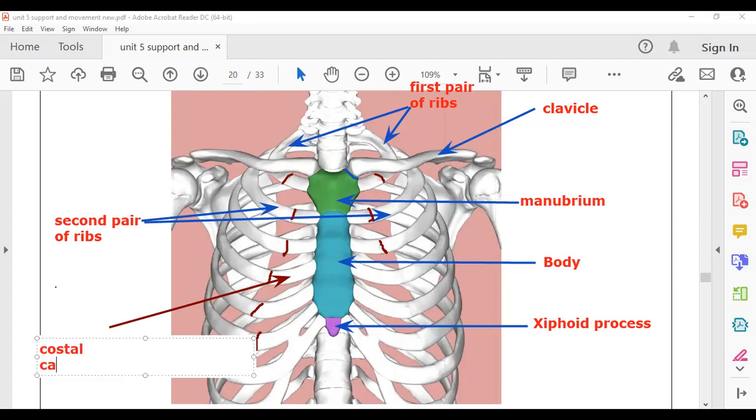What kind of cartilage? Costal cartilage. You have heard about the word intercostal muscles, right? Yes, sir. That type of wording, costal cartilages. So it is the cartilages that bind the ribs to the sternum. Clear? Yes, sir. You can place all these details on your diagram.